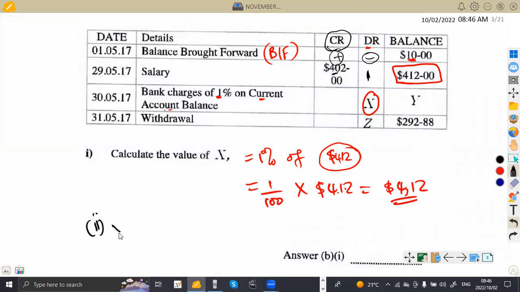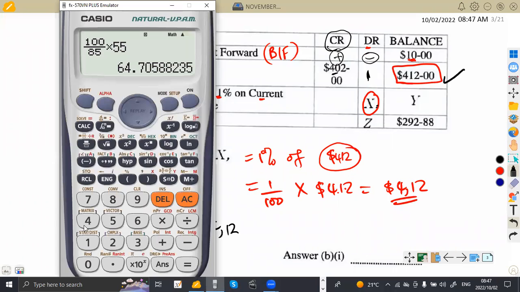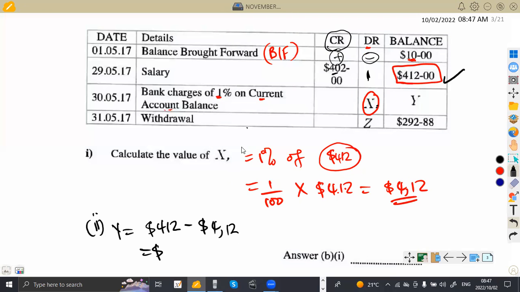So for item 2, Y is going to be the difference between this amount and X, because we obtained X. So it's $412 minus $4.12. So you're going to subtract. Okay, this is going to give us 412 minus 4.12, that's something like 407.88. So we are going to obtain $407.88. Okay, then the Z here, what is going to be Z?